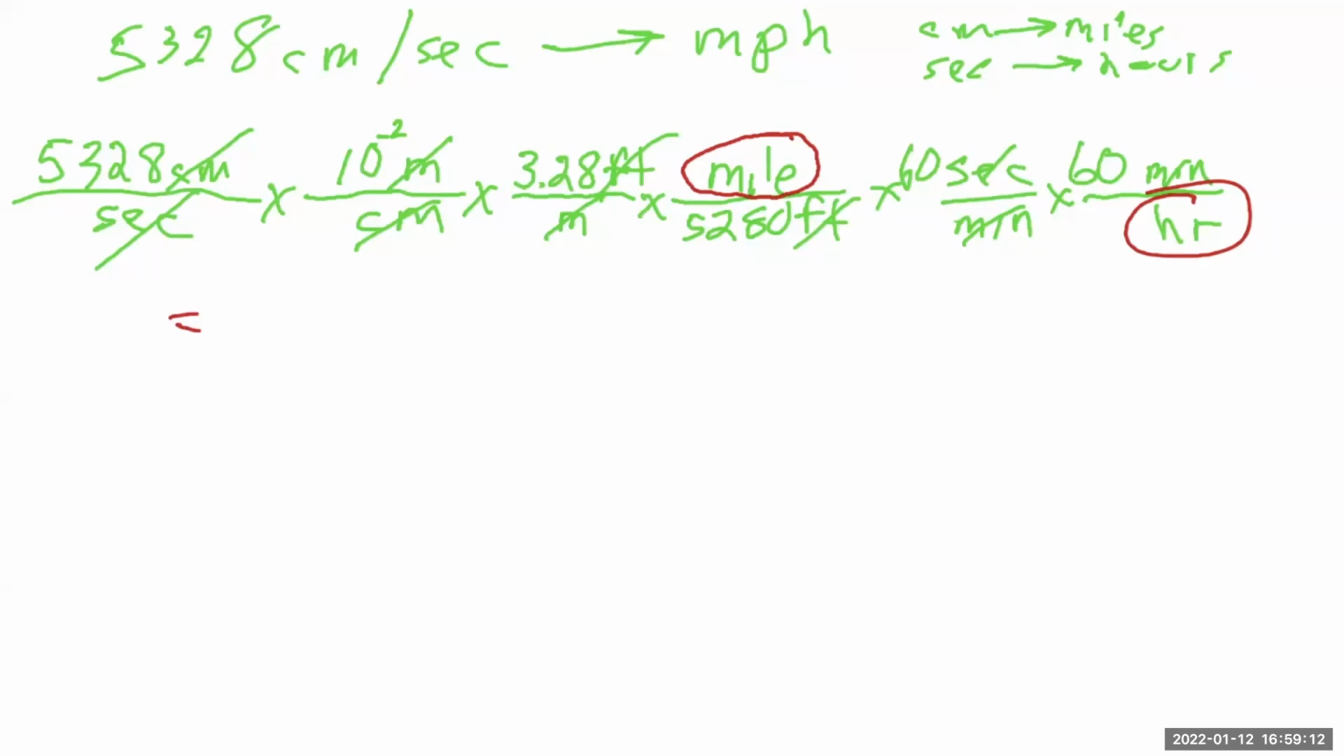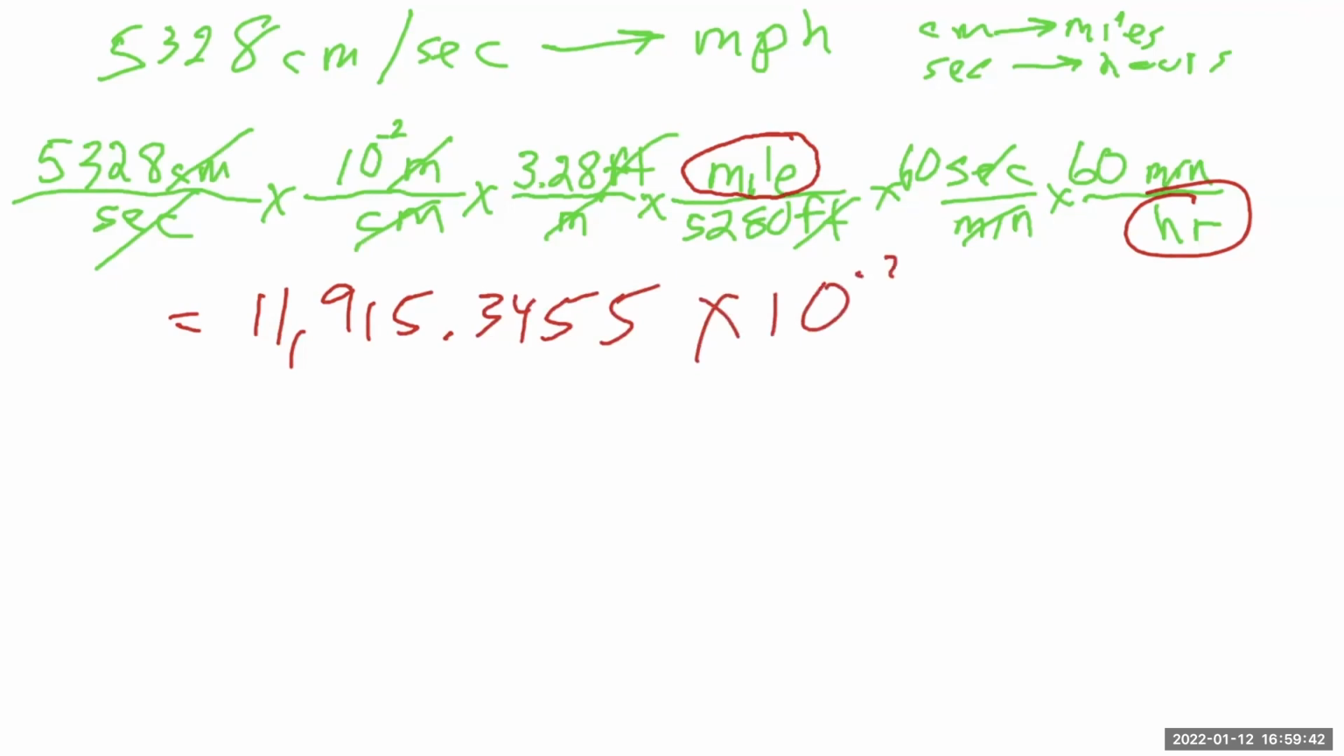5,328, and then times 3.28. That's on the top. Divided by, it's on the bottom, 5,280, times 60 times 60. And that comes out to 11,915.3455, okay, times 10 to the negative 2. That was this exponent right here. So 10 to the negative 2 means the decimal point 2 places to the left.